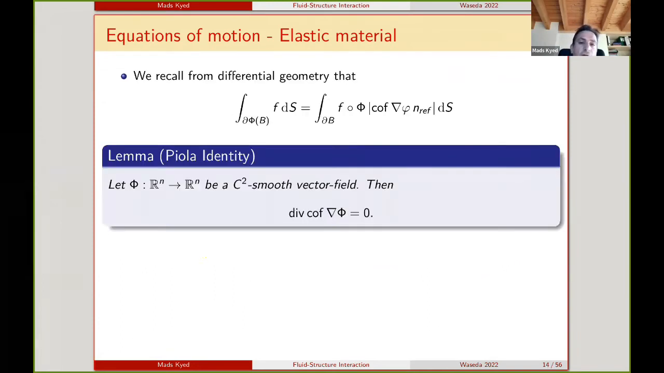Okay, so the next mathematical identity I need to proceed with the derivation of my equation of motion is the Piola identity. The Piola identity simply states for any C2 vector field phi, that the divergence of the cofactor matrix of gradient phi is 0. Okay, and also I need the change of coordinate formula above from differential geometry.